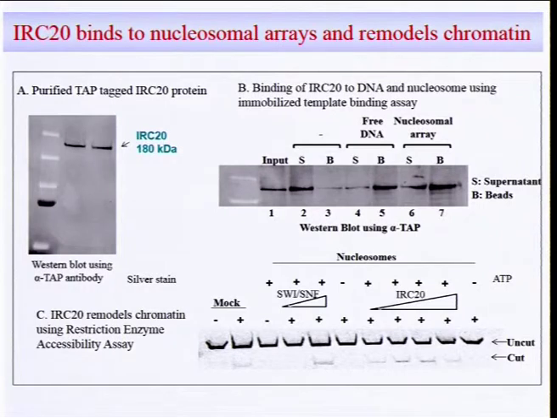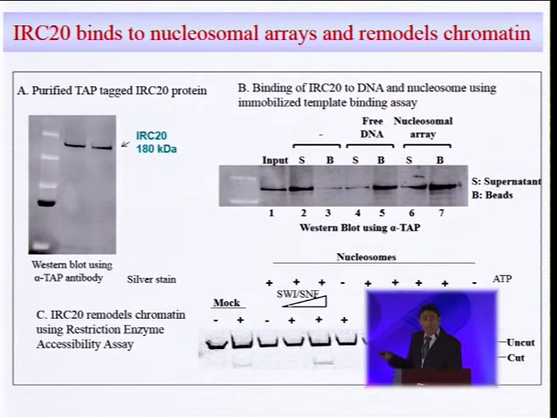In addition to FUN30, we are also working on other chromatin remodelers. One of them is called IRC20. We've purified this using the tandem affinity purification technique. Here it is. And we have been able to show that it can bind to nucleosomes and nucleosomal DNA. So this is a binding assay using an array of nucleosomes and a pull down using magnetic beads, and we can see that basically this protein IRC20 is pulled down to the beads, meaning that it can bind to nucleosomes.